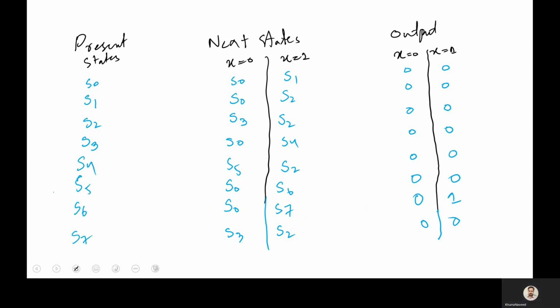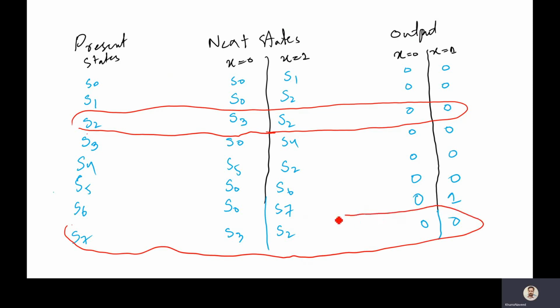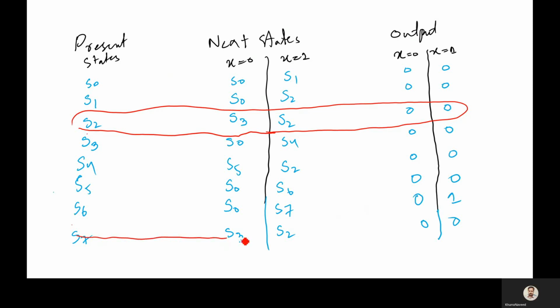So let's check whether any state is repeating or duplicate. If you look at it, this S2 state has next states S3 and S2 and output 0, 0, and this S7 state also has the next states S3 and S2 while output is still 0, 0, right? So this means we have duplicate states and we can remove one of these. So we choose to remove this S7, and that means we now have one state less.